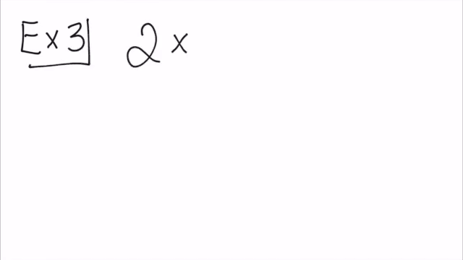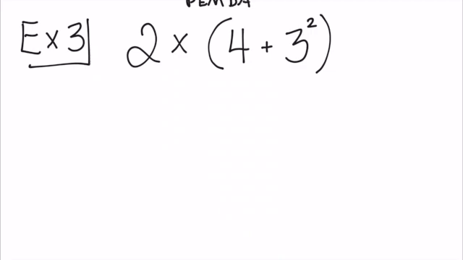Okay, let's step it up a little bit. Let's look at example number 3. Let's do 2 times parentheses 4 plus 3 to the 2nd power. All right, and I'm going to write my PEMDAS above to use as a checklist. All right, first things first. Are there parentheses? Yes. But check this out.